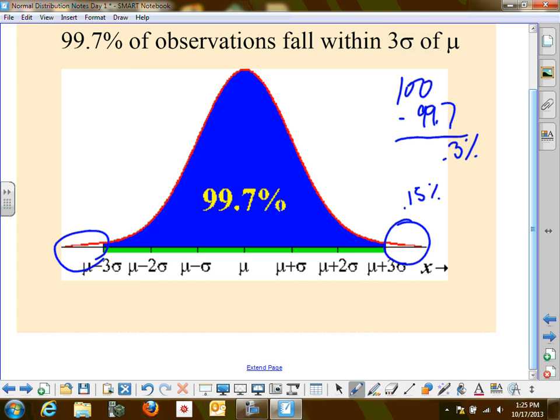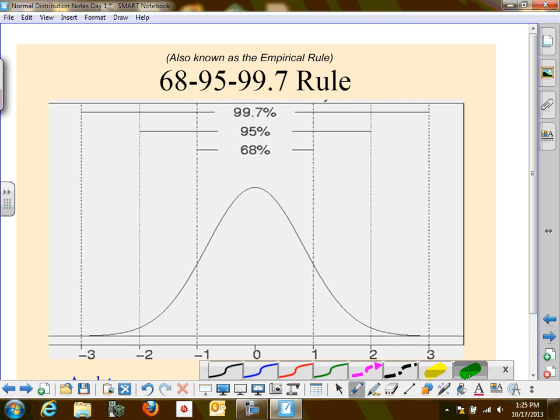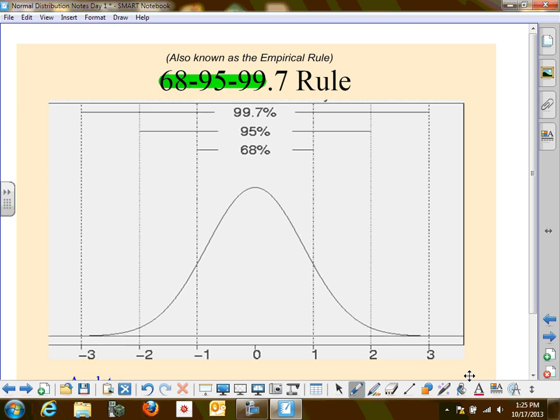0.15%. Now, amazingly enough, this is crazy. It's just astronomical. I don't have a clue how this person came up with this. But this is known as the 68, 95, 99.7 rule. Really it is. Literally.